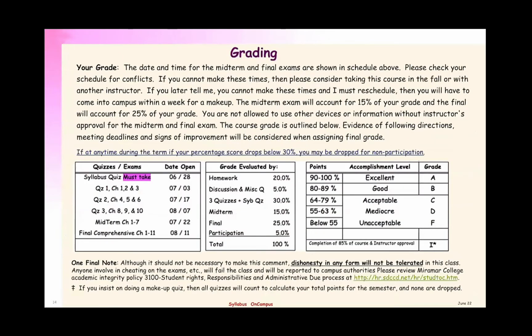This is the grading structure. You've got a quiz, 3 of them. These are the dates right here, okay? You got a midterm on the 22nd, that's on a Friday. And you've got a final, that's on a Thursday. So please keep those dates open, 22nd of July, 11th of August.